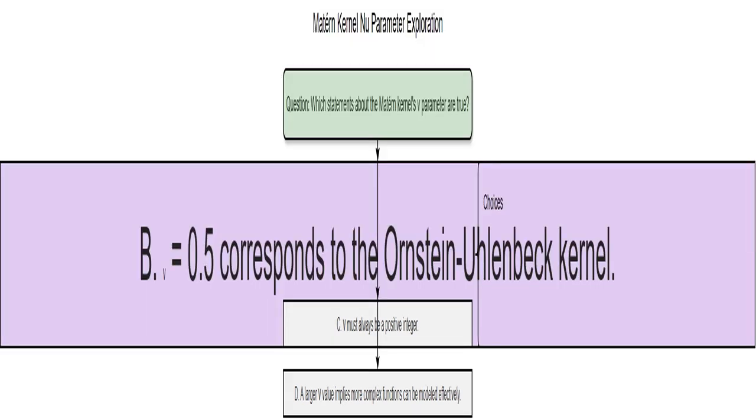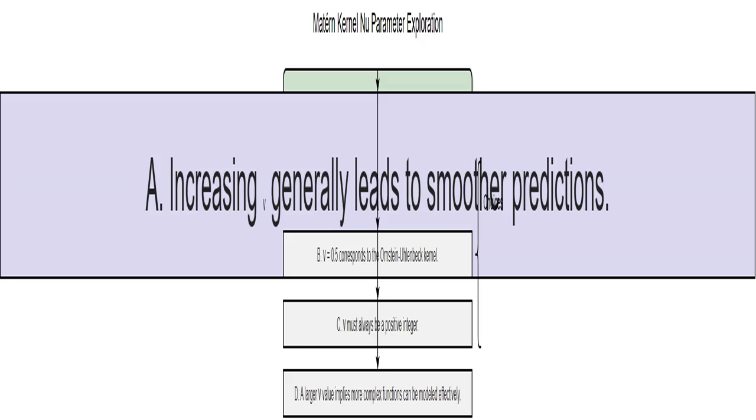This statement is correct. The Matern kernel is a family of functions, and when its smoothness parameter, nu, is set to 0.5, it becomes equivalent to the Ornstein-Uhlenbeck kernel. It's a specific case within the broader Matern family. I agree that this statement is true.